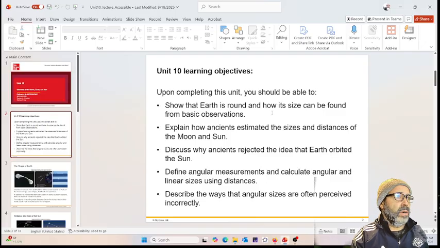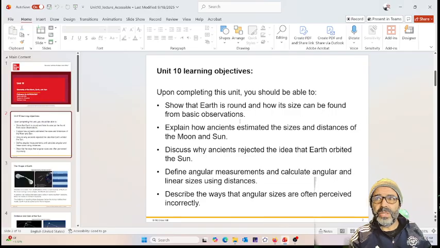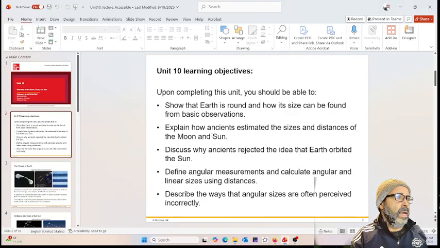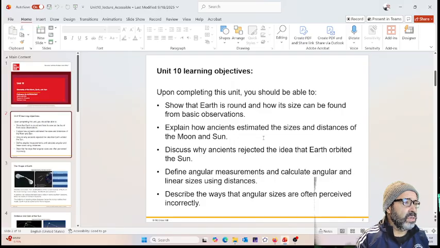show that the earth is round and its size can be found from basic observations. This was done by the Greeks. And explain how the ancients basically estimated the size and the distance to the moon and the sun, and discuss how Aristarchus suggested that the earth goes around the sun, but that idea was rejected. Okay, and we believed then that the sun and everybody else revolves around the earth, which later on was corrected. And define the angular sizes and how we use geometry to find the distances or sizes of objects if we know one or the other.